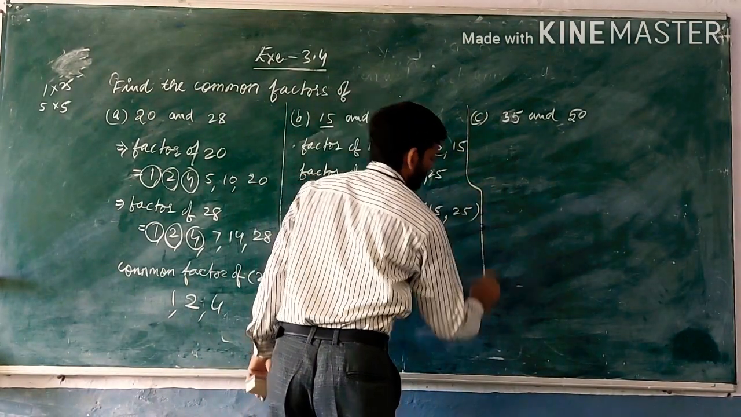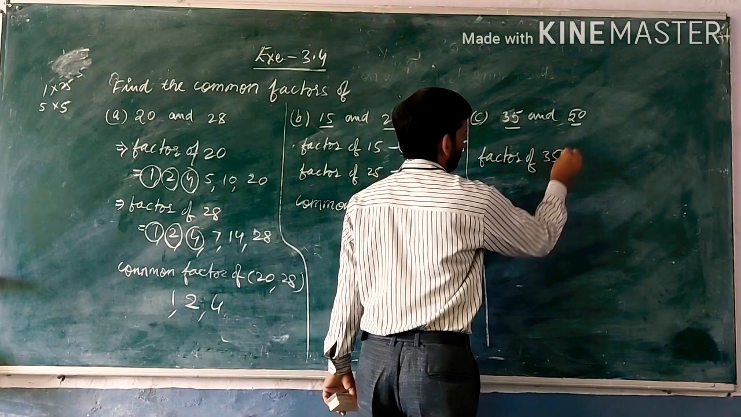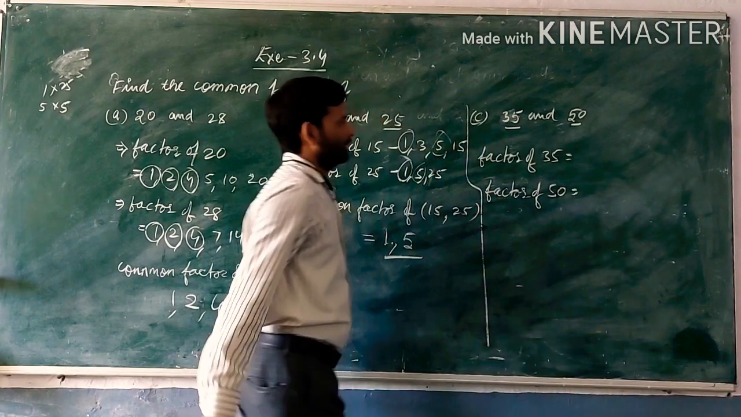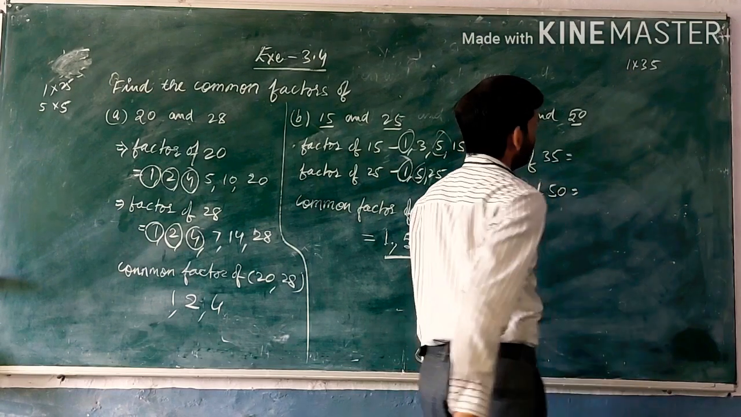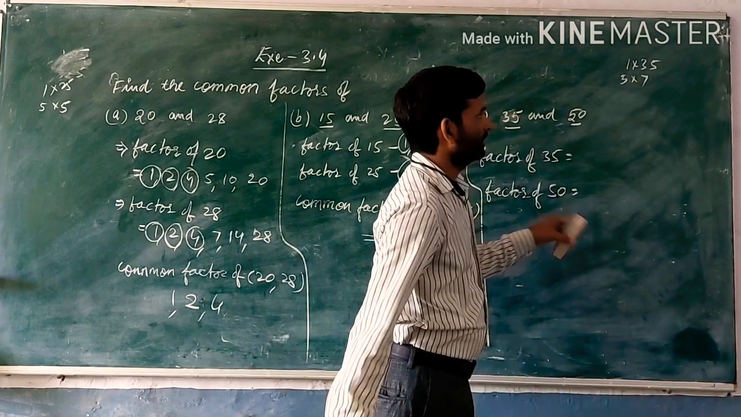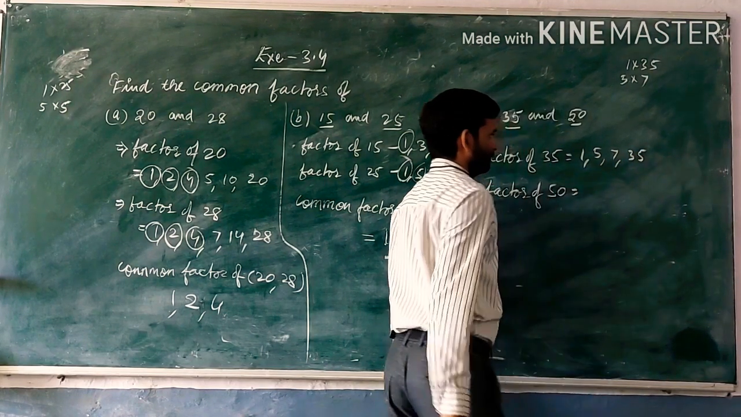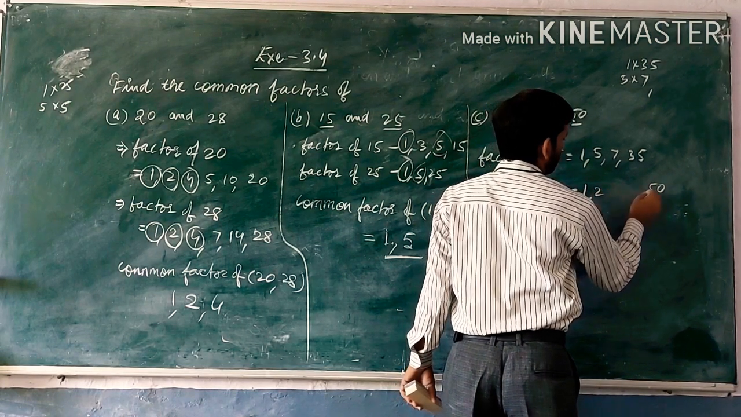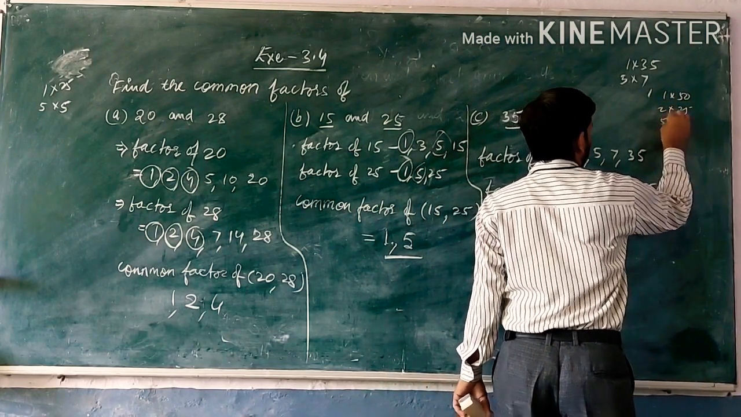It means 1 and 5 are the common factors of 15 and 25. And our next question is 35 and 50. First you write the factor of 35 and next the factor of 50. Okay? Factor of 35 is 1 into 35. 35 is not multiplied by 3. 35 is 5 into 7, 7 into 5. The factors are 1, 5, 7, and 35. And 50: 1 into 50, 2 into 25, and 5.